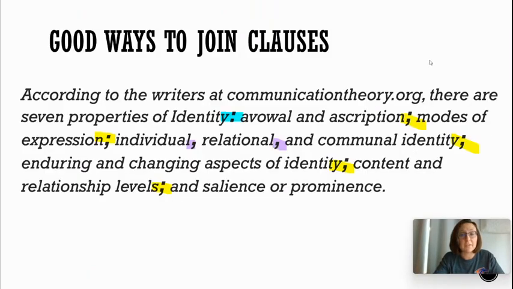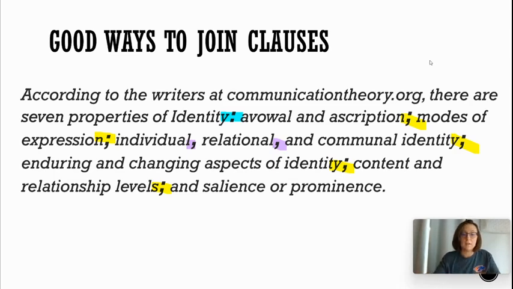This is the very first thing I showed you at the start of the unit, when I said I want you to be able to write like this. Let's go through it again now that you hopefully understand it. According to the writers at communicationtheory.org, there are seven properties of identity, comma. So we have an independent clause, colon, not comma, and then we have a list. A vowel and description; modes of expression; individual, relational, and communal identity; enduring and changing aspects of identity; content and relationship levels; and salience or prominence.